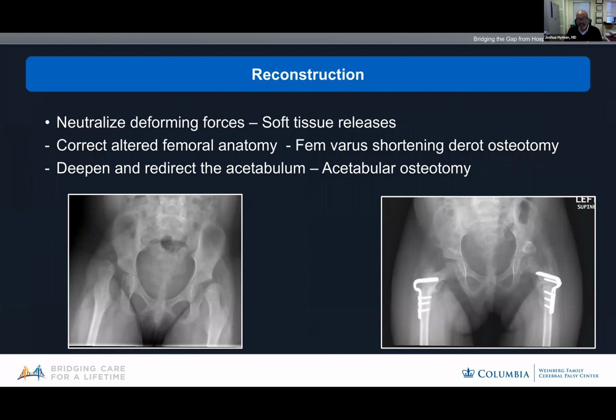So we released the adductor tendons. We did a psoas release as well. And then we changed the bony anatomy. We did a femoral varus shortening and derotational osteotomy to reshape the femur and get the femoral head pointed into the acetabulum. And we also reshaped the acetabulum to give the femoral head a better socket to reside in.